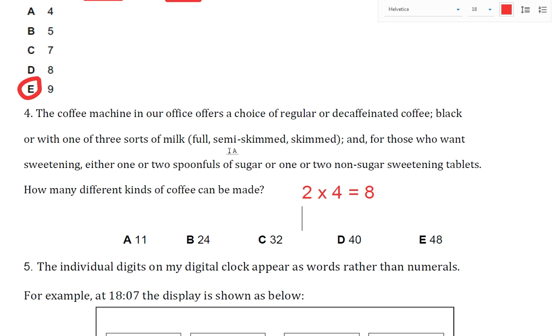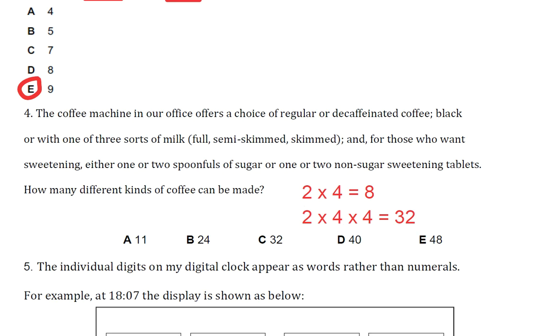And then we continue on for those who want sweetening, which is still 2 times 4, right? Times the 4 other choices of the sweetening, which is 2 times 4 times 4 equals 32. So you have to add those two together. So you have 8 choices for those who don't want sweetening, 32 for those who want sweetening. And that means the answer is D, 40.